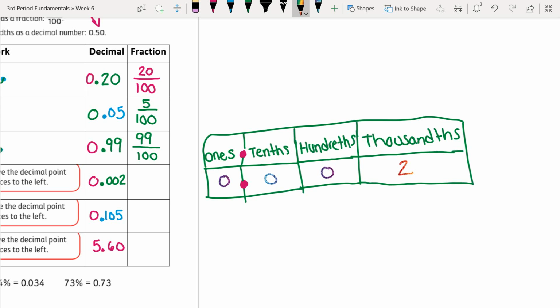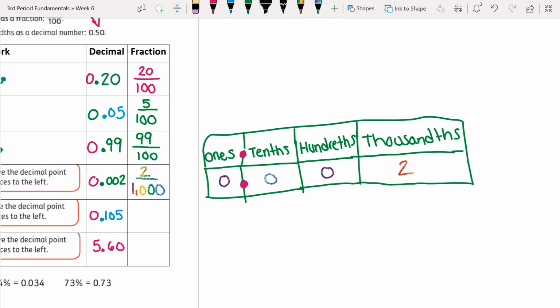So I'm going to use that idea to write a fraction where the only real number I actually have, a 2, is going to go on top. Over, we ended in the thousandths. That's 1,000. So this fraction is actually 2 over 1,000. It's pretty big.